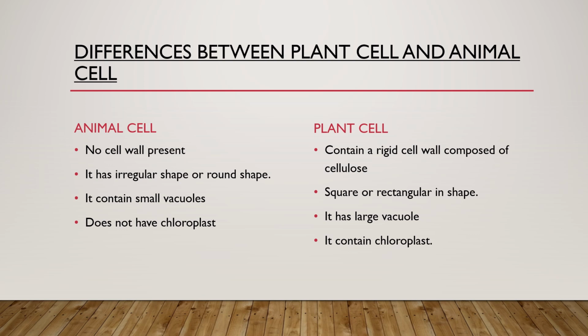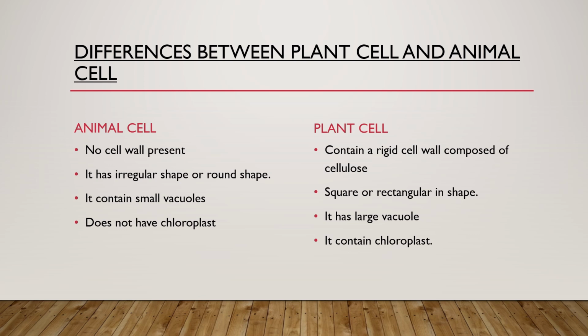Again, an animal cell has an irregular or round shape. According to shape, a plant cell is either square or rectangular. An animal cell contains a small vacuole, while a plant cell has a large vacuole. Also, an animal cell does not have a chloroplast, but a plant cell contains chloroplast.